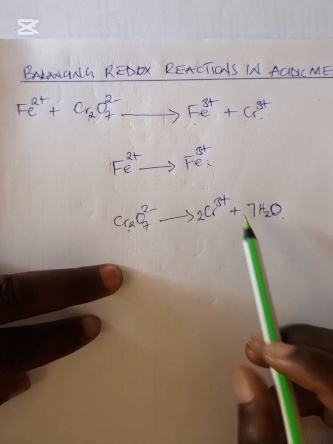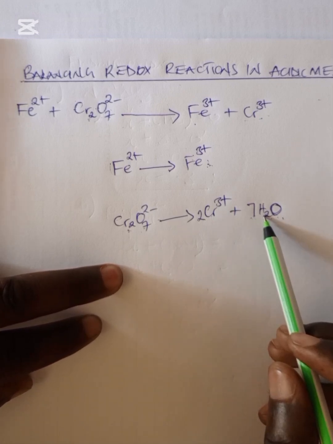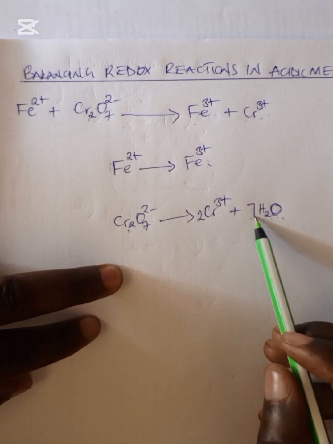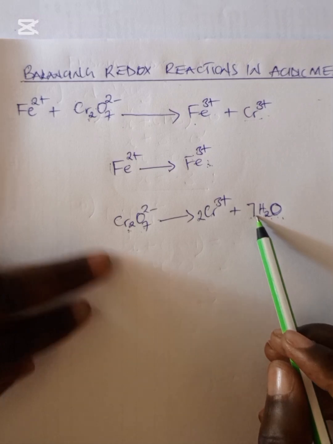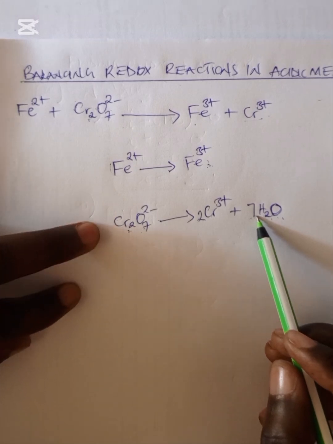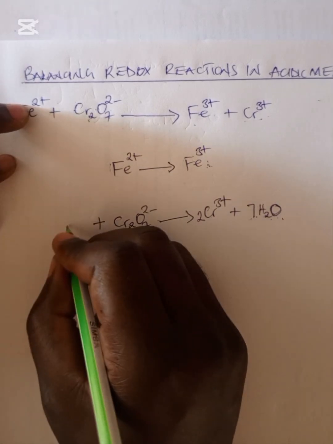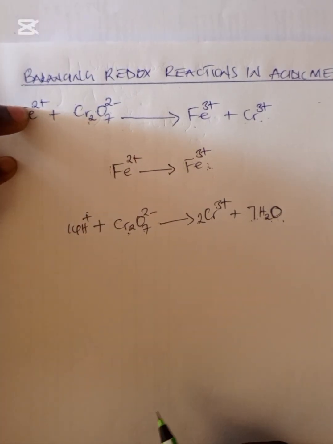Having done that, you need now to balance hydrogen. Remember that you have introduced hydrogen atoms in solution. How many are they? We've got 14, because 2 times 7 is 14. So we have to add 14 hydrogen ions on the other side like this.